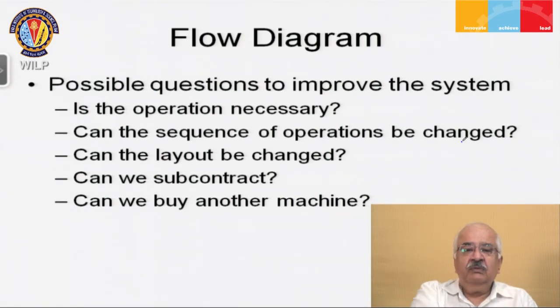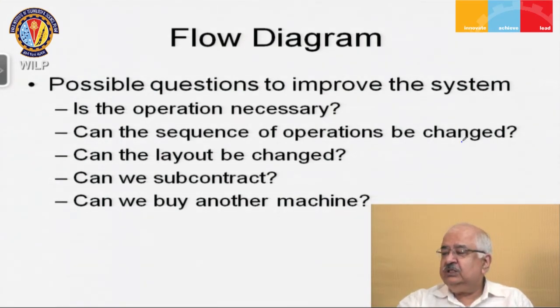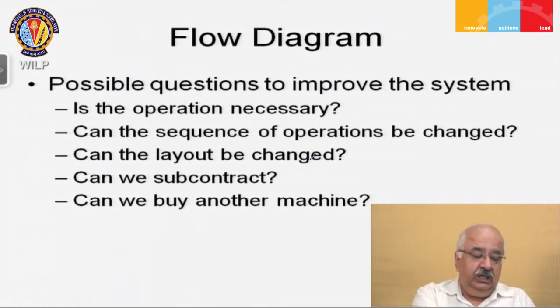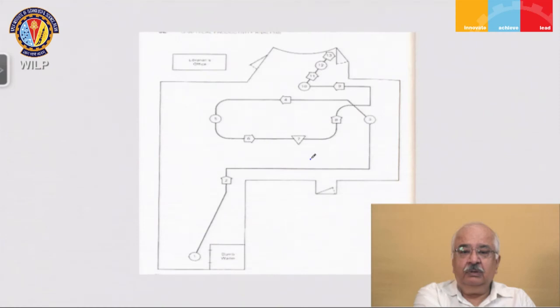So again, some of the questions that we can ask even in flow diagrams: is this particular operation necessary? Can we change the sequence? Can we change the layout? Is it necessary for us to manufacture or do each and every operation? Can we subcontract? Or sometimes when the flow path is very complicated or too long, can we buy another machine to make the thing more simple?